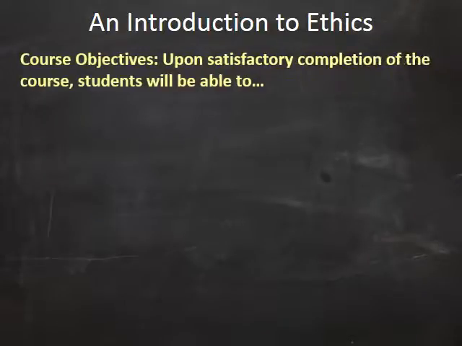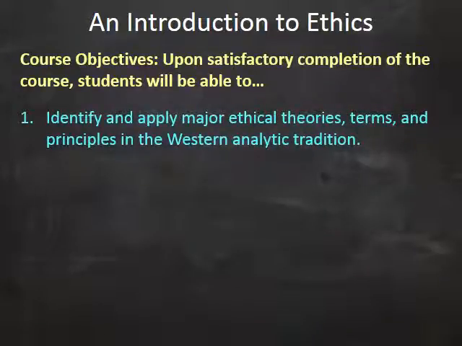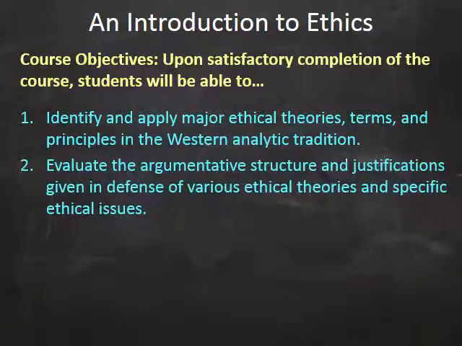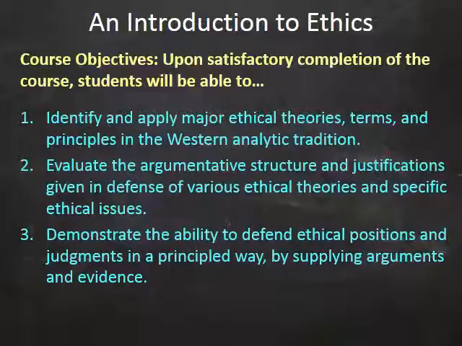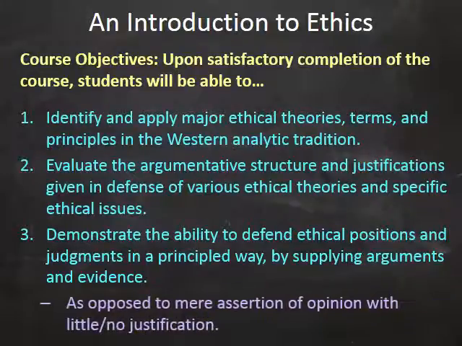Course objectives. Upon satisfactory completion of the course, students will be able to: first, identify and apply major ethical theories, terms, and principles in the Western analytical tradition. Second, evaluate the argumentative structure and justifications given in defense of various ethical theories and specific ethical issues. And third, demonstrate the ability to defend ethical positions and judgments in a principled way by supplying arguments and evidence. This is to be distinguished from mere assertion of personal values or arguments with limited or shallow justification. We will see that ethics, at least as philosophers mean it, is much more than mere assertion of value claims.